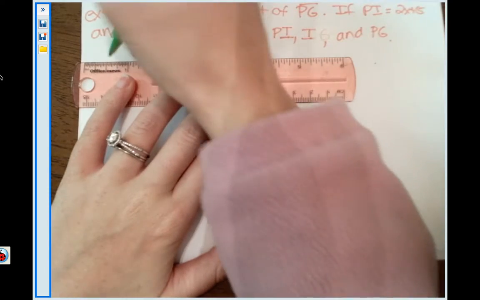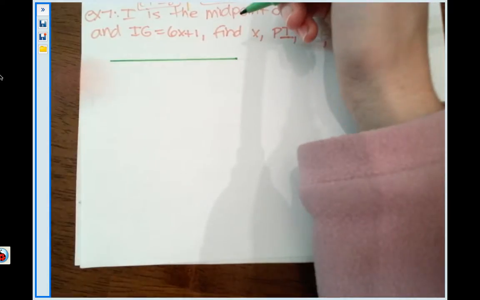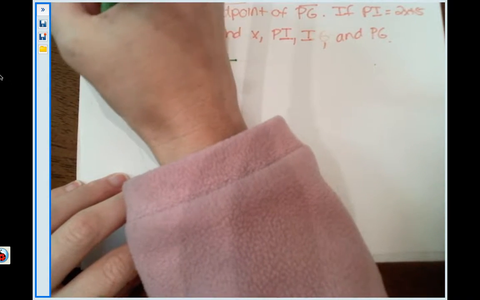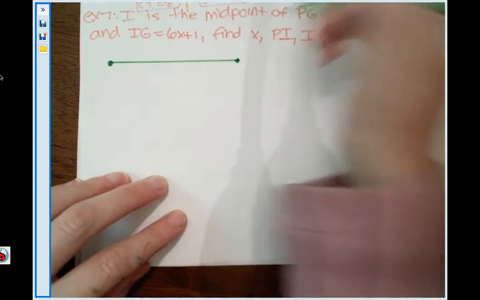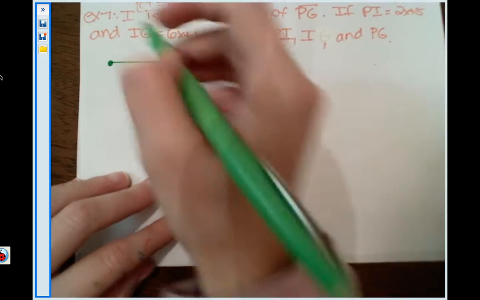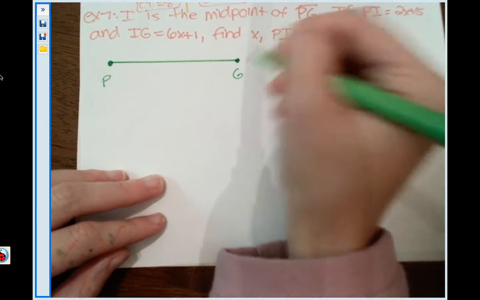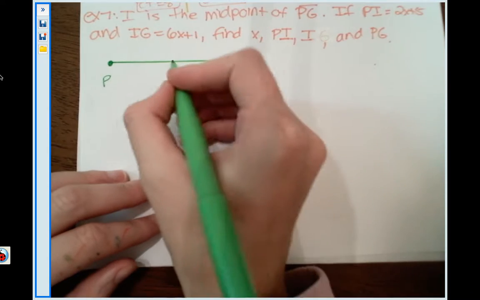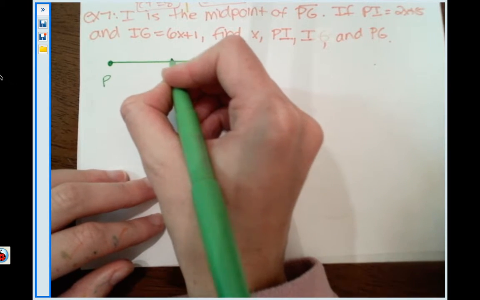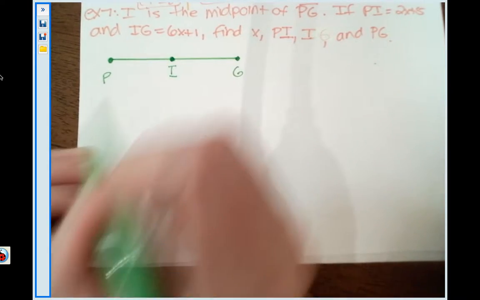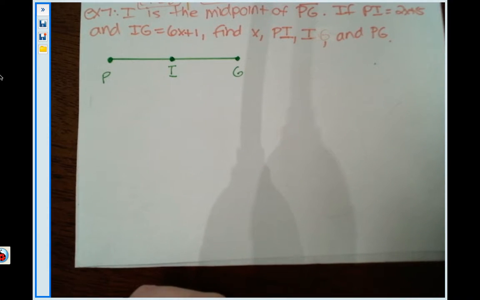So I'm going to draw my picture. I'm going to draw a segment, which means it's got to have some endpoints on it. And the endpoints are PG. It's segment P to the G. And it says I is the midpoint. So halfway I'm going to make I my midpoint. And holy hot dog, it spells pig. Again, I love when my segments spell names.